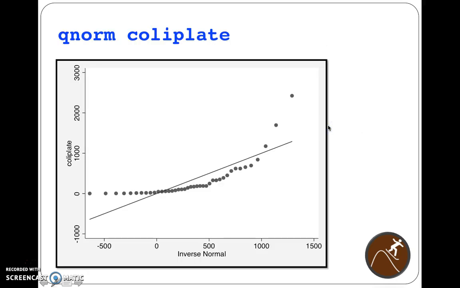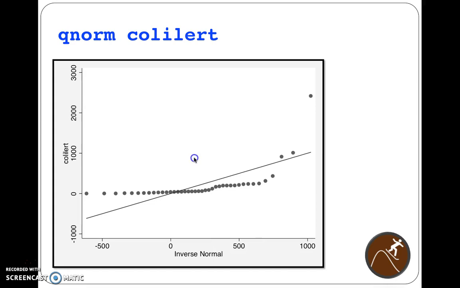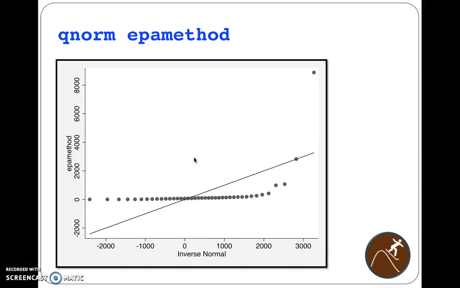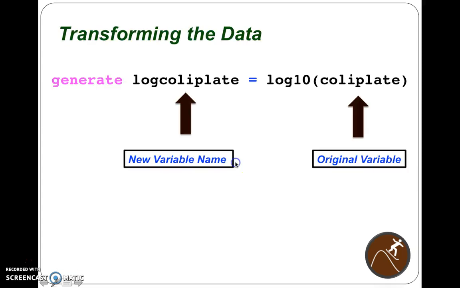If we were to do the inverse normal plot, doing Q-norm, we can see that here's the normal distribution line, and these obviously do not fit the normal distribution line very well. So that's the Kohli plate, that's the Coiler, it's even worse, and the actual EPA method in terms of whether it fits the normal distribution is even worse. So these data clearly are not normally distributed, a lot because they have a lot of zero or low values with the occasional big spike in data. So how do we straighten these out?